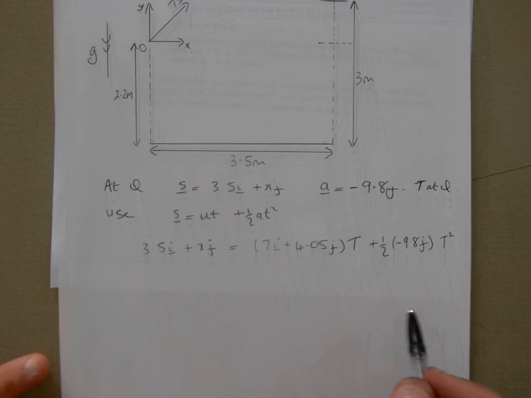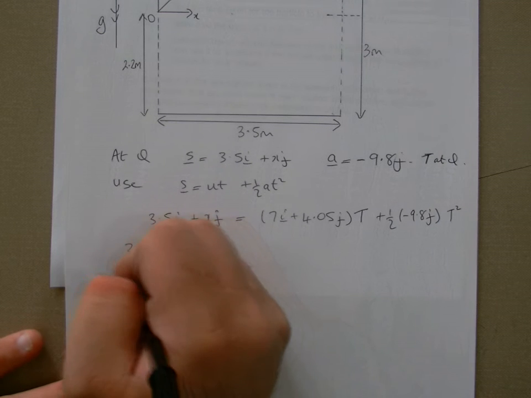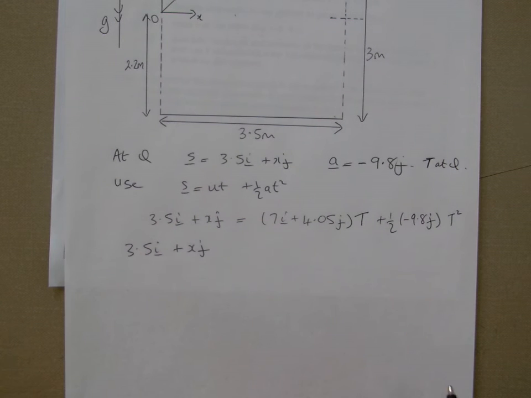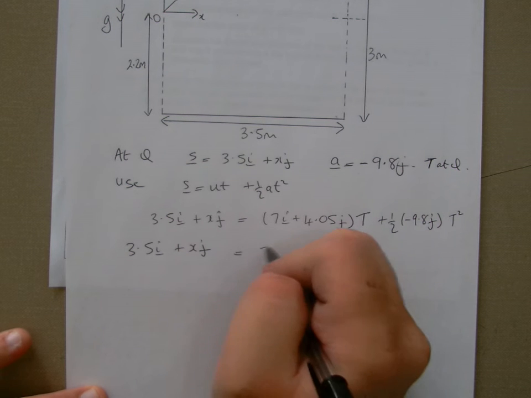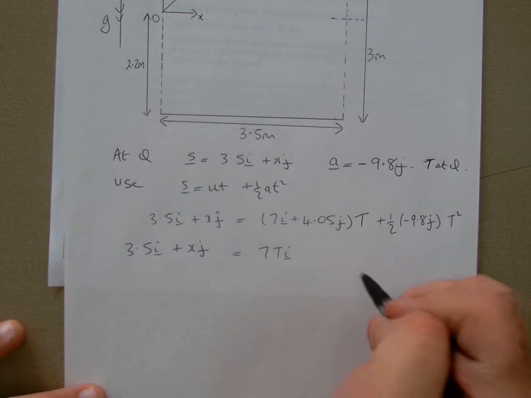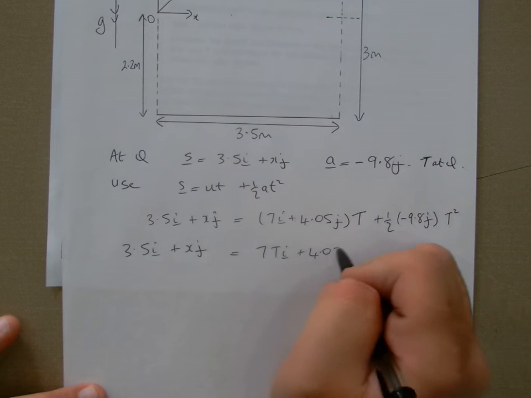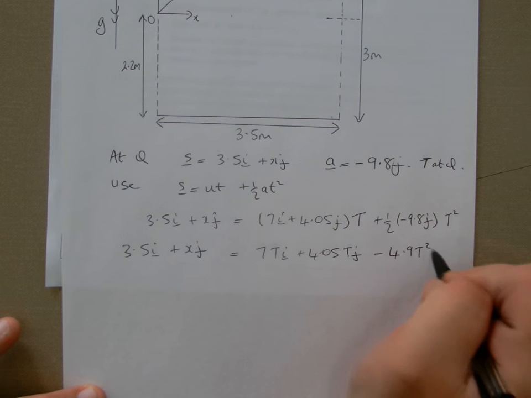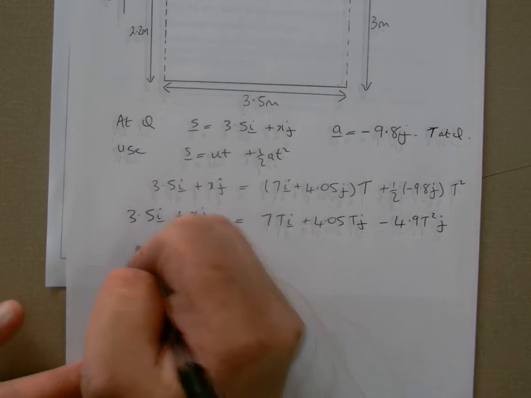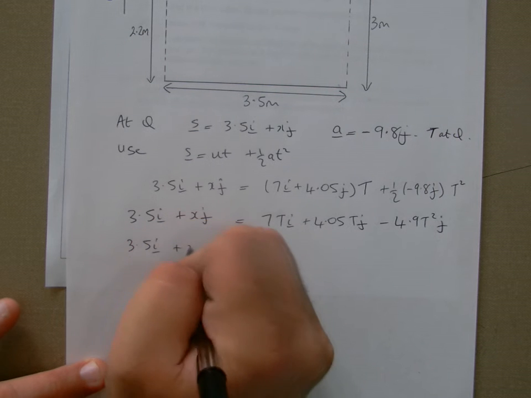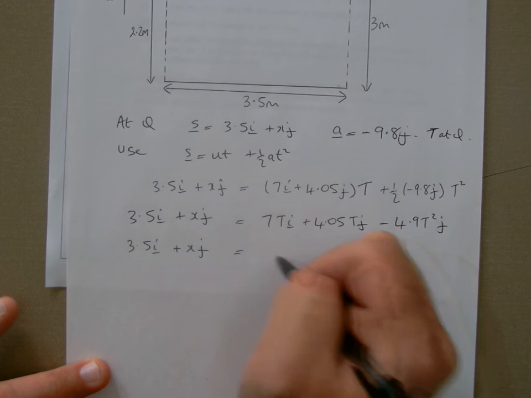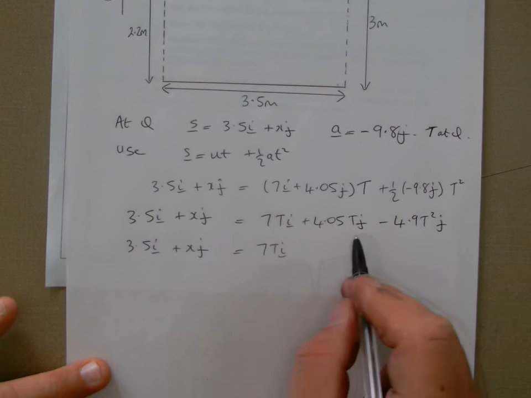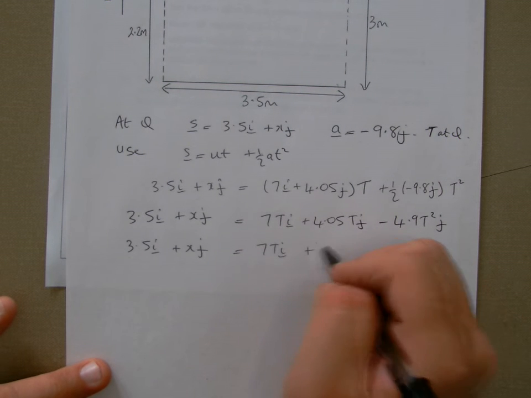What I would do here is just tidy this up a bit. You can see we've got 7ti, if I multiply out, plus 4.05tj minus 4.9t squared j. What I can do then is group the j terms, as there are two of them. The i term is just one item.